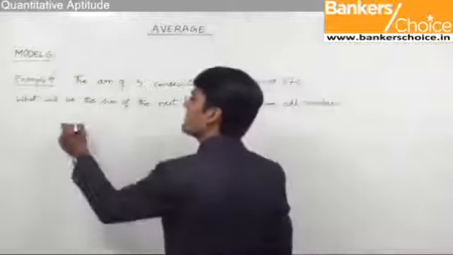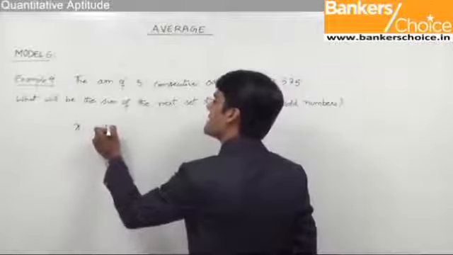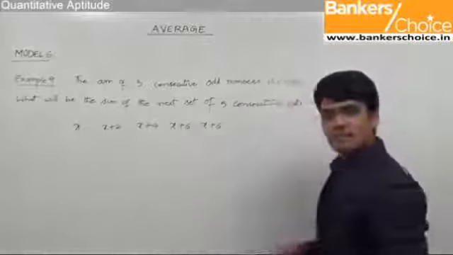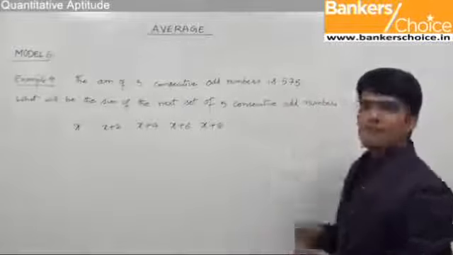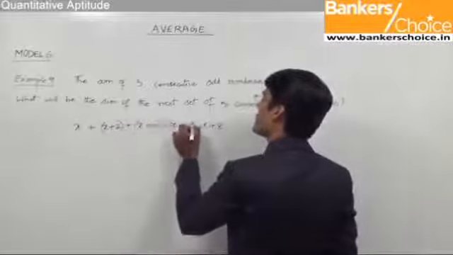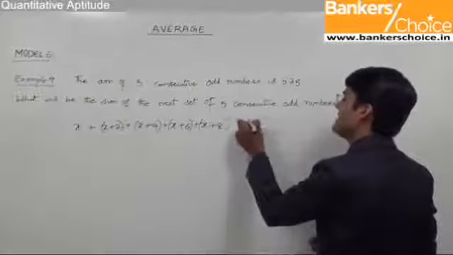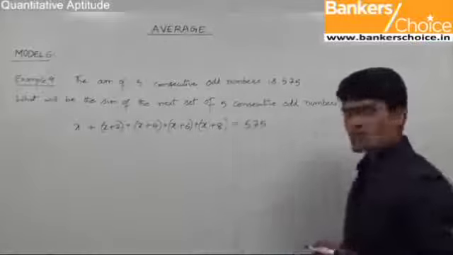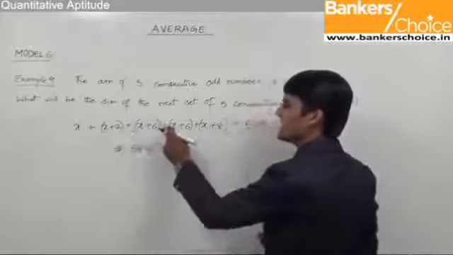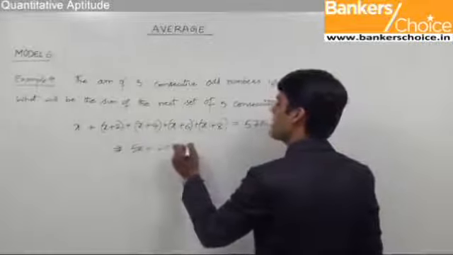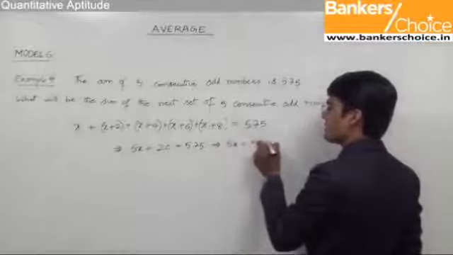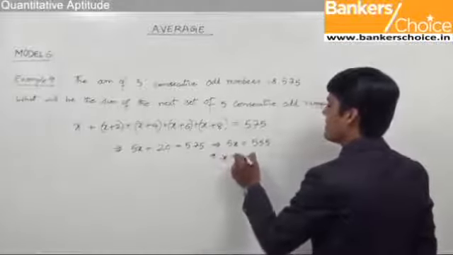Now as discussed, 5 consecutive odd numbers can be taken as x, x plus 2, x plus 4, x plus 6 and x plus 8. And the sum of these 5 numbers is given as 575. So we can say that x plus x plus 2 plus x plus 4 plus x plus 6 plus x plus 8 is equal to 575. Now by solving this equation, we get 5x plus 2 plus 4 is 6 plus 6 is 12 plus 8 is 20, which should be equal to 575. That means 5x is equal to 555, and from this x will be equal to 111.